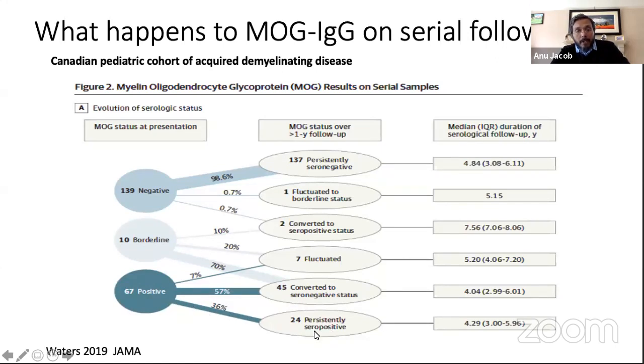36% remained seropositive. And in 7%, the titers tended to fluctuate, going above and below the cutoff for positive and negative. In the negative patients, the majority remained negative, while a small portion became seropositive. And again, some fluctuated. There were borderline cases, depending on what we call the cutoff, and some became seropositive, and some became negative.